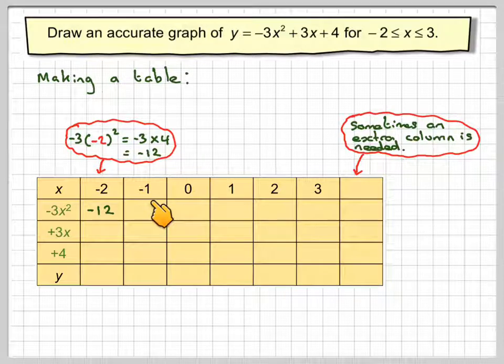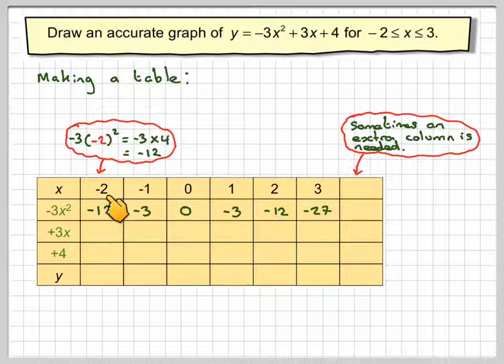Minus 1 squared is 1. 1 times minus 3 gives me minus 3. 0 squared is 0, and 0 times anything is 0. 1 squared is 1. 1 times minus 3 gives me minus 3. So we just have to be careful here. 2 squared is 4. 4 times minus 3 gives me minus 12. And then 3 squared is 9. 9 times minus 3 is minus 27.